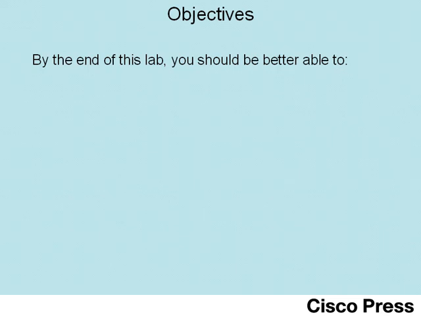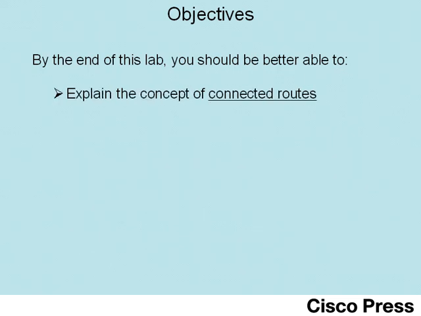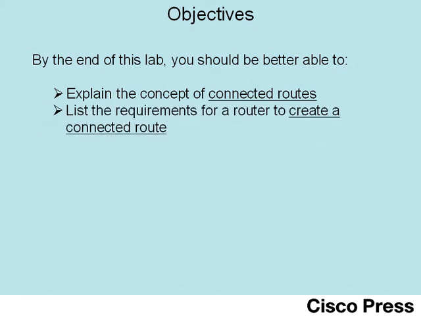Let's look at the objectives for a moment. By the time you're done with this lab, you should be able to better explain the concept of a connected route. In particular, you should be able to list the requirements that a router has before it will decide to add a connected route to its routing table.